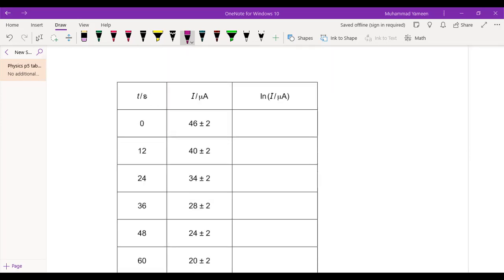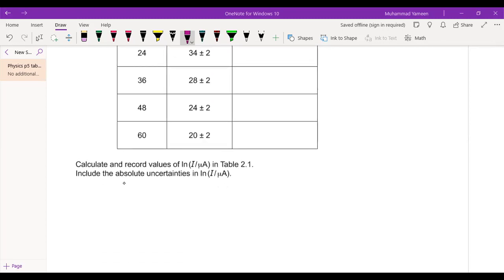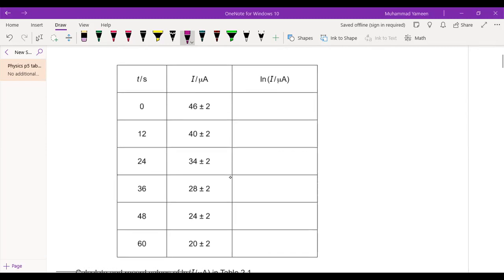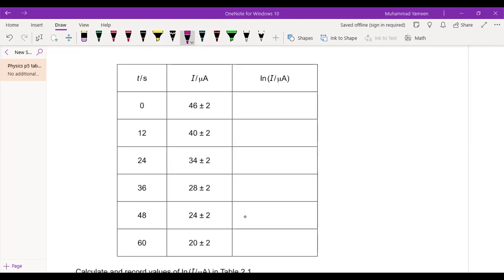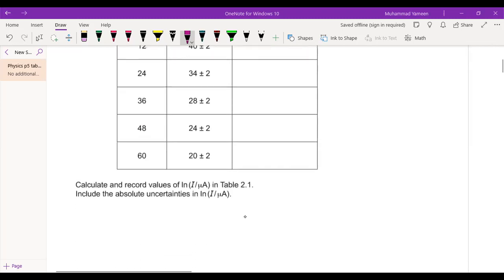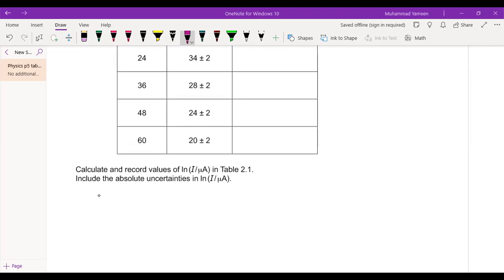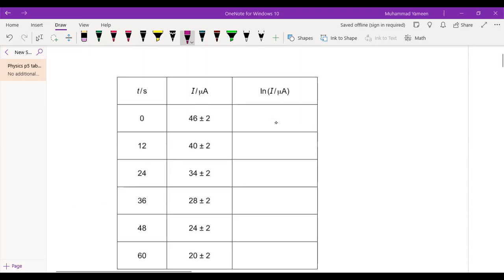Over here you can see T, I in microampere and ln I slash microampere. So you have to calculate and record values of ln I in the table, include the absolute uncertainties in ln I. So in the paper, it's always written below the table in which variable you have to calculate absolute errors. Most of the students do not pay attention over here, and for example, if you have to complete two columns, they don't know in which column to include absolute errors.